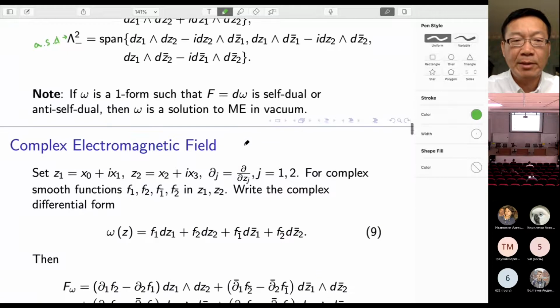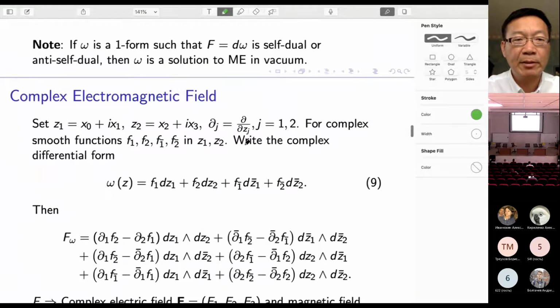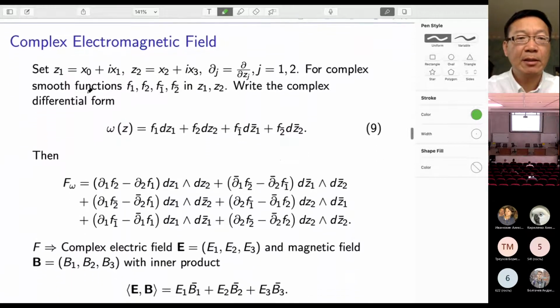Okay, so now let's take a look at the complex interpretation. We set Z1 to be x0 plus i x1, Z2 to be x2 plus i x3. And these are the differential operators. And we consider smooth functions f1, f2, f1 bar, f2 bar. Then the complex form omega can be written in this way.